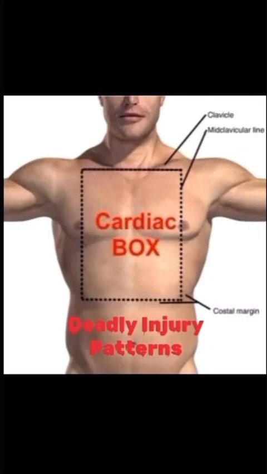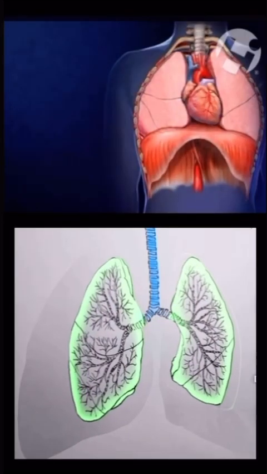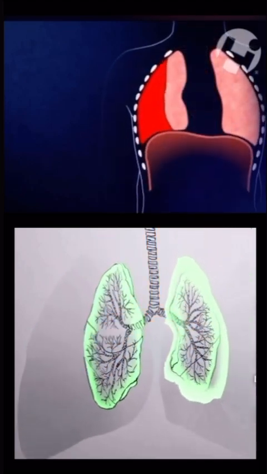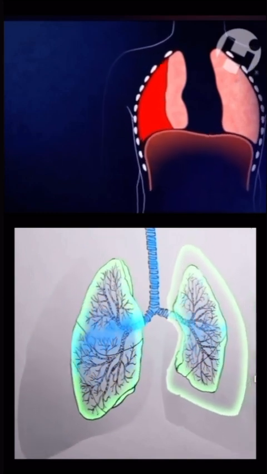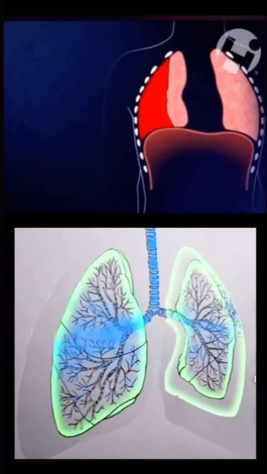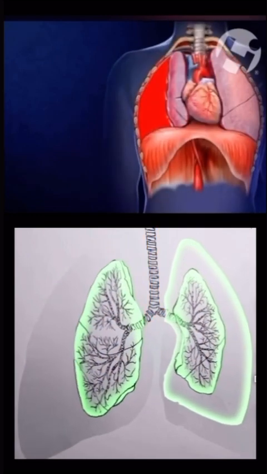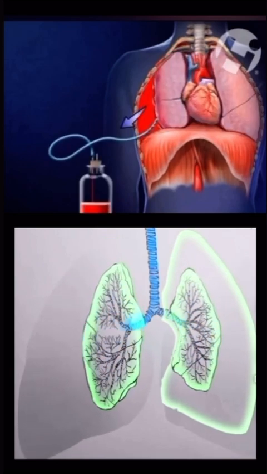Deadly injury patterns: tension pneumothorax, which kills from obstructive shock, difficulty with ventilation, lost preload, and circulatory collapse. Increased respiratory distress, JVD, decreased breath sounds, or tracheal deviation can be seen. Treatments include chest seals, needle decompressions, and chest tubes.